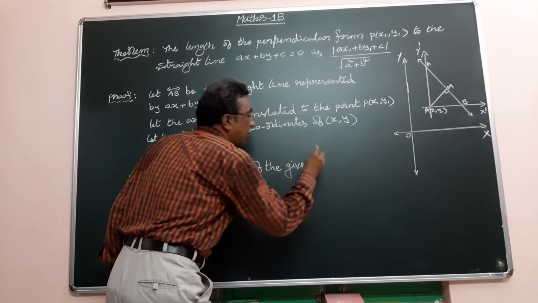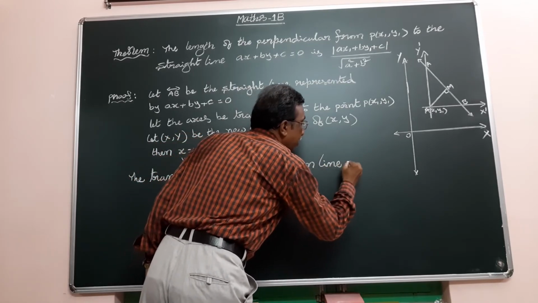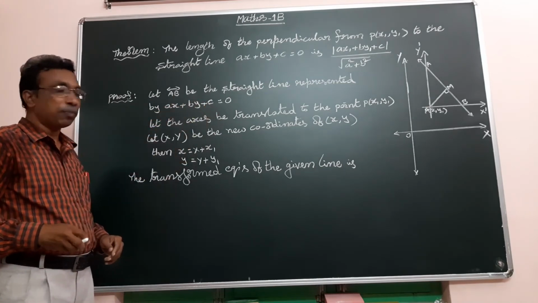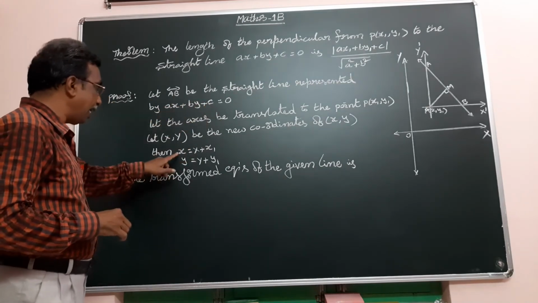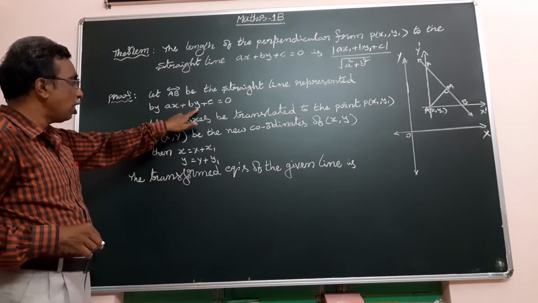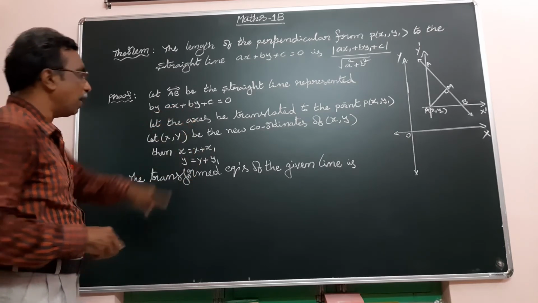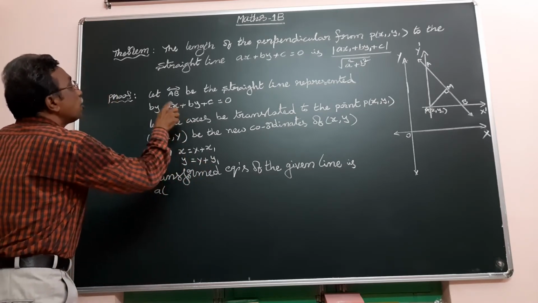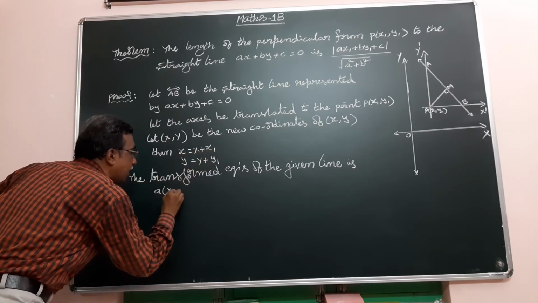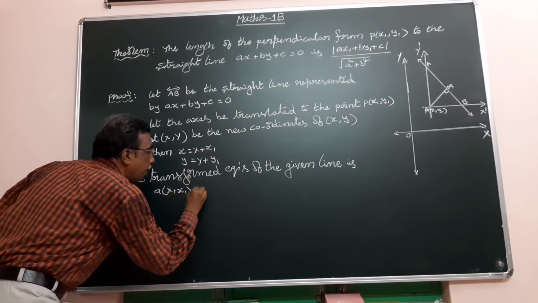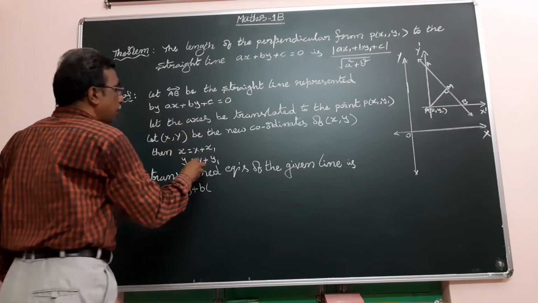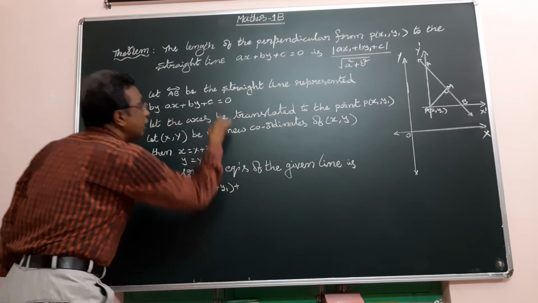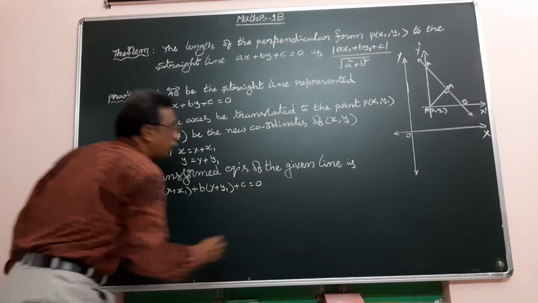The given line is ax plus by plus c equal to 0. Transformed equation: now we write small x equal to capital X plus x1, small y equal to capital Y plus y1. So a into (capital X plus x1) plus b into (capital Y plus y1) plus c equal to 0.